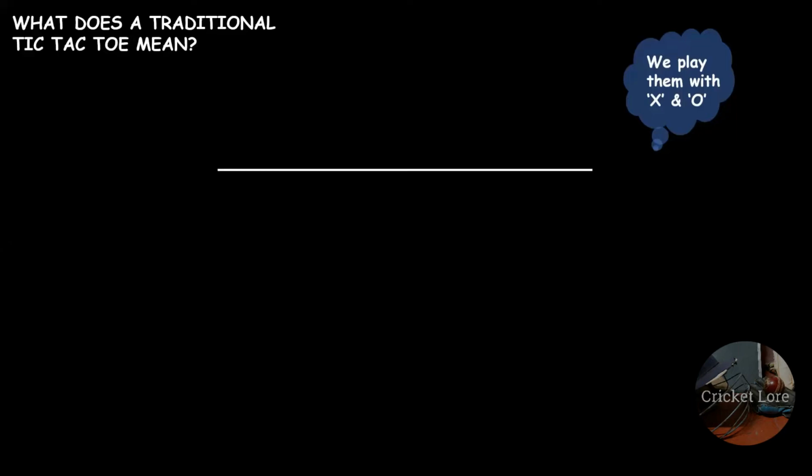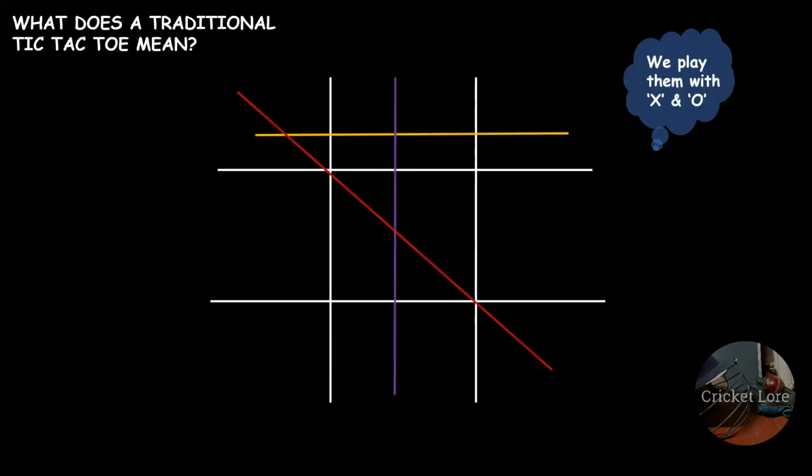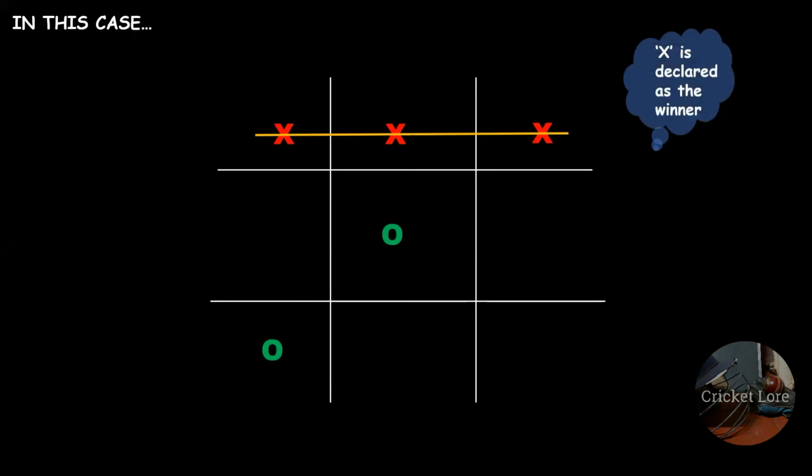So what does traditional tic-tac-toe mean? Oh yes, we play them with X and O. So we form 3 into 3 grids just like this, and you may opt for either X or O. If there are three consecutive X or O vertically, horizontally or diagonally, X or O is declared as the winner. So in this case, there is consecutively horizontally X, so X is declared as the winner.